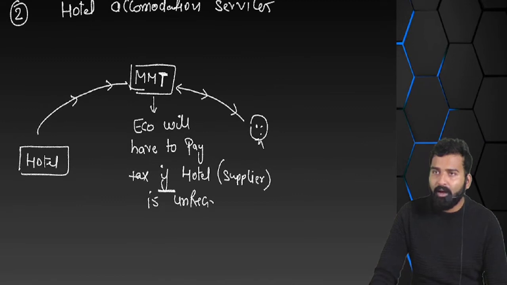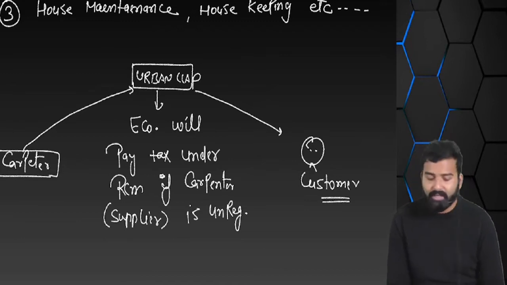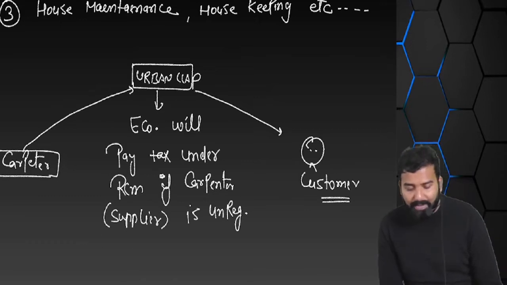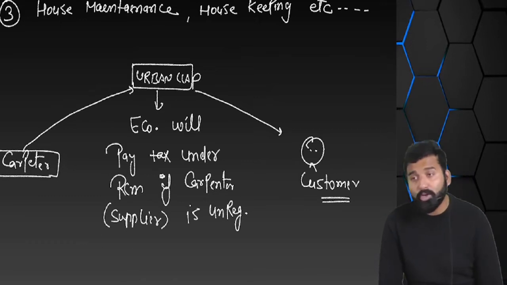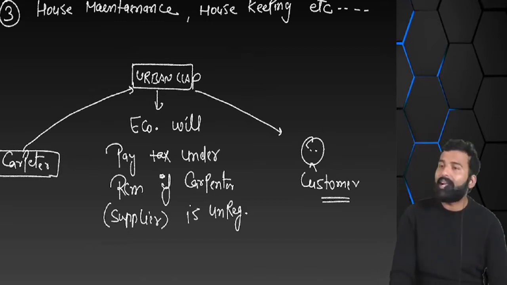Okay, moving towards the next slide. The next slide talks about housing, maintenance and housekeeping. I have given the example of Urban Clap. Like a carpenter is supplying services through Urban Clap. So who is going to pay GST? Urban Clap is going to pay GST if that carpenter is unregistered. There is one more, that is housekeeping.